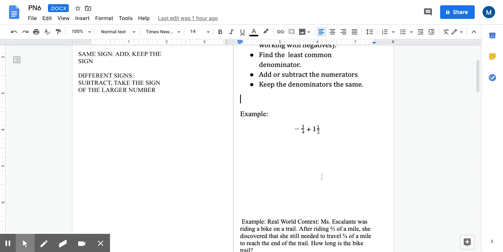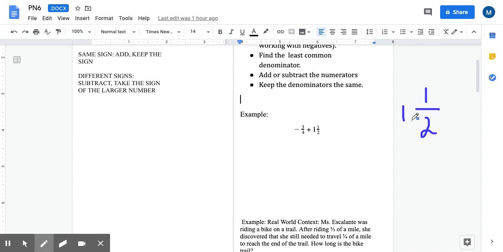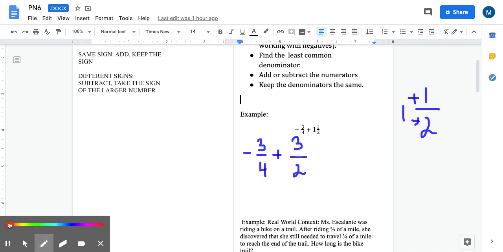So let's look at number 1. Our example number 1 gives us two fractions with different signs. The first thing we're going to do is change this mixed number to an improper fraction. And remember, in class, in order to do that, let me just write it right here. We multiply our denominator and our whole number, and we add that result to the numerator. So it's going to be negative 3 over 4 plus, we're going to keep that sign, 3 over 2, okay?